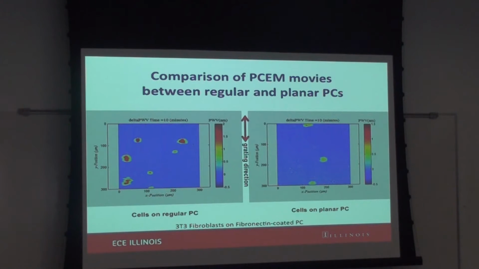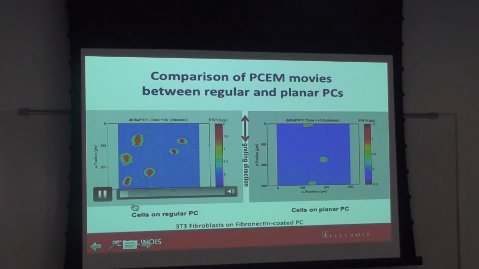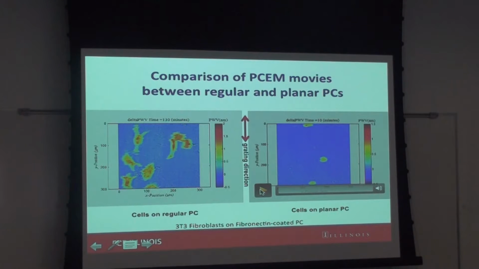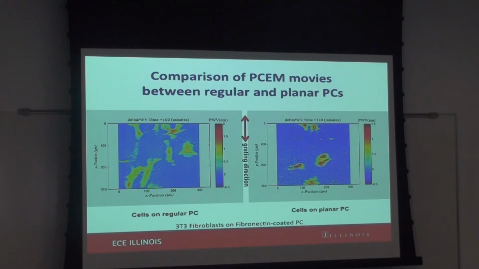And so if I can manage it, the cells on the left are growing on a regular photonic crystal, and eventually you'll see them form attachments with the grading direction going up and down. Whereas on the planarized one, we see a behavior that's more evenly balanced. They don't seem to sense the grading direction anymore, and we will see them spread out in left and right directions and up and down directions about equally.